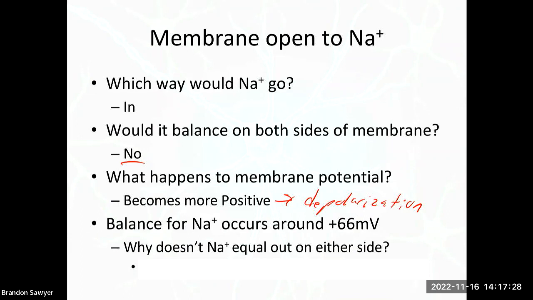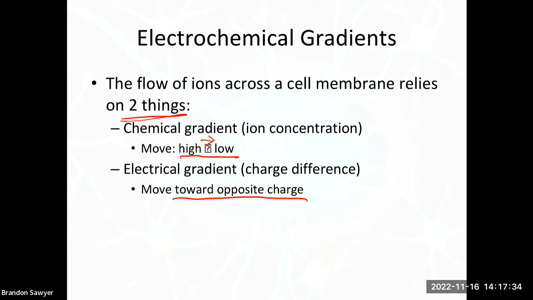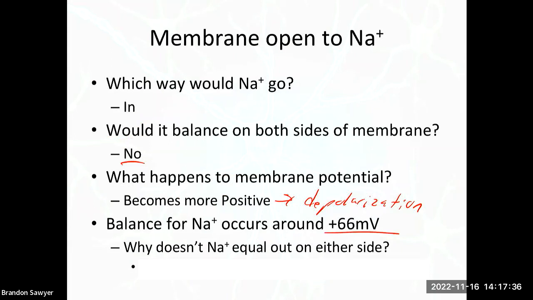Does it actually equal out? Actually, the balance for sodium would occur around positive 66 millivolts. That means it would go all the way from negative 70 up to positive 66 if sodium was able to actually equal out on both sides. If we have the same concentration of sodium on both sides, we would end up with a positive 66. Membrane potential never really gets that high. Even with an action potential, it gets up to around maybe positive 40. But what happens as sodium starts leaving the cell to the electrical gradient?